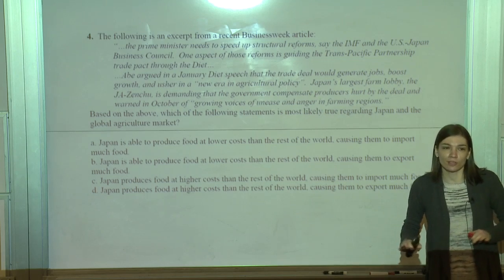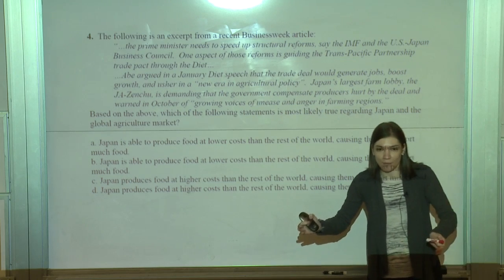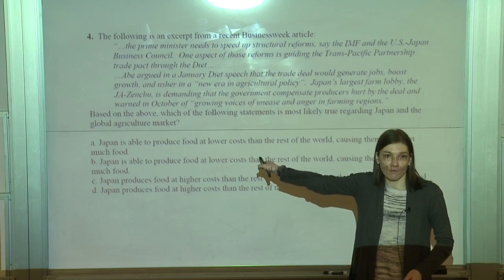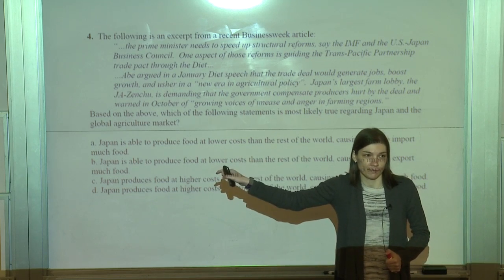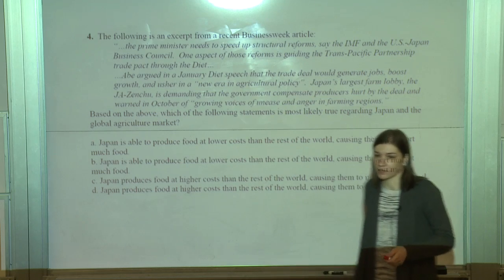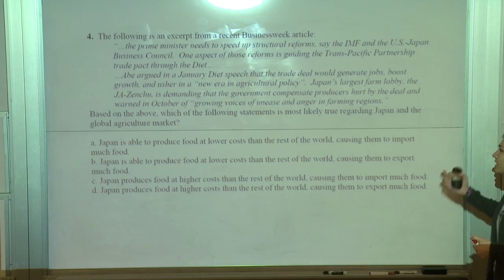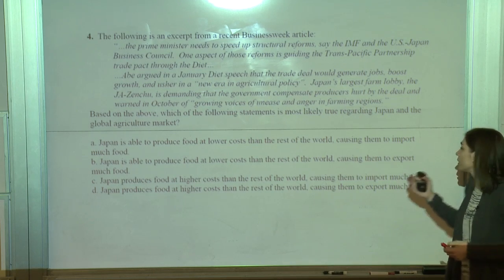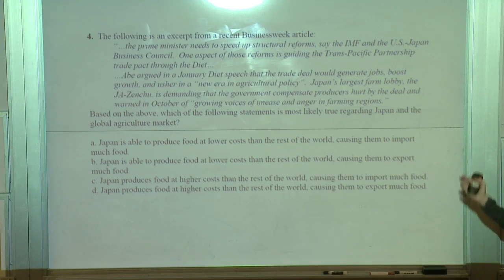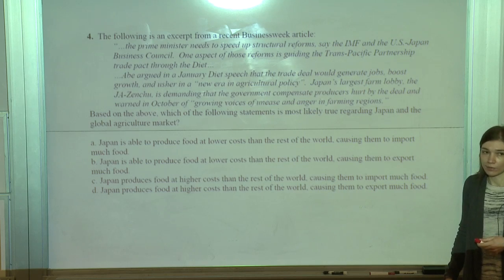All right, so interpretation. There's going to be a deal between the US and Japan, and the farmers in Japan are going to be hurt by it. That's the gist of it. That's basically what it's saying. If that's the case, what is most likely true regarding Japan and the global agriculture market?